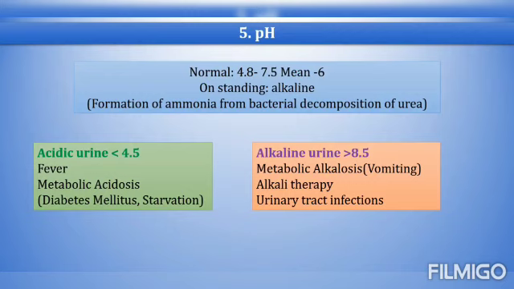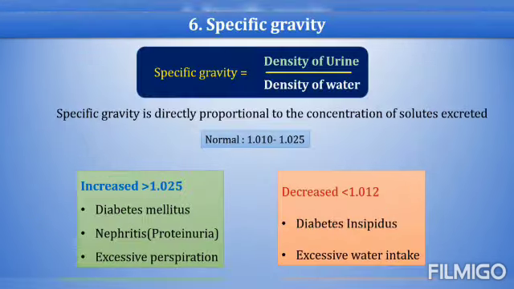Then fifth one is pH. The normal pH of urine is 4.8 to 7.5. On standing it is alkaline. If the pH is less than 4.5, that is acidic urine in case of fever and diabetic acidosis. And alkaline urine, if pH is more than 8.5, then it is in case of urinary tract infection.